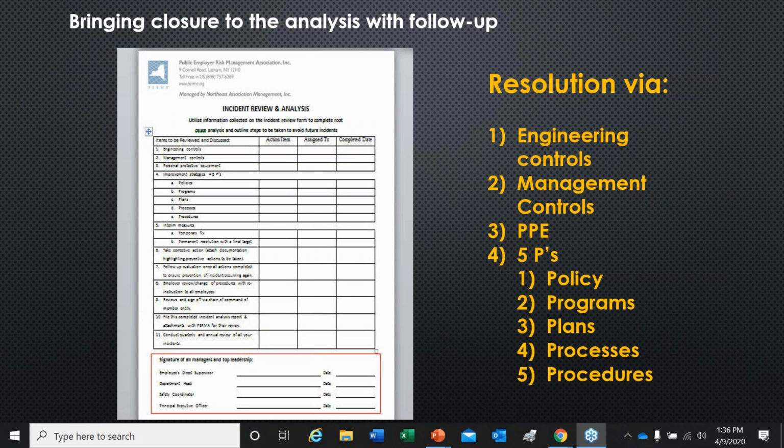And a lot of people tell me, you can't do that. You can't ever stop an incident from happening. Well, you can reduce the frequency, the severity, and hopefully maybe you can get it down to, not everyone, but a lot of organizations could have no injuries. So your resolutions come via engineering controls, management controls, the proper PPE, and I call them the 5 Ps: policy, programs, plans, processes, and procedures. That's all on that last page. And then down at the bottom of that last page, there's a signature where we try to include top management and leadership so that they are aware that an incident happened.